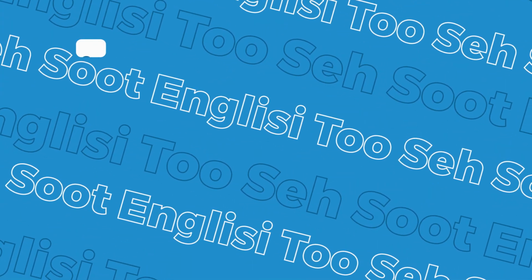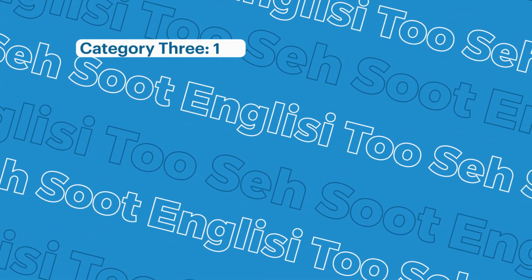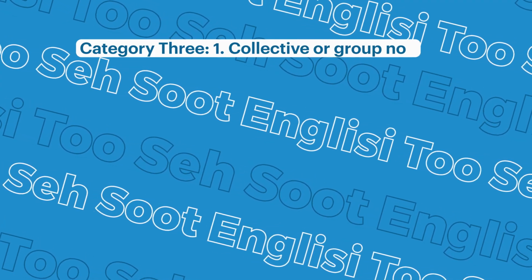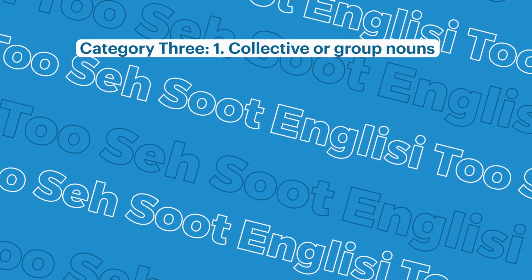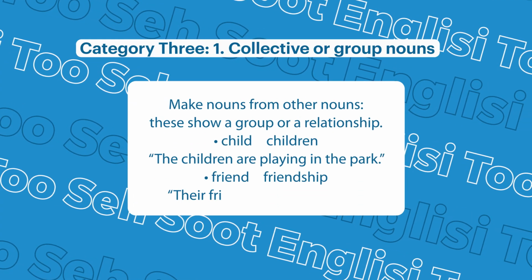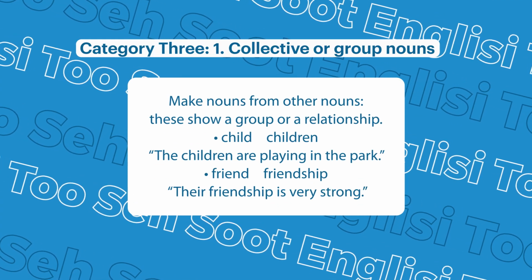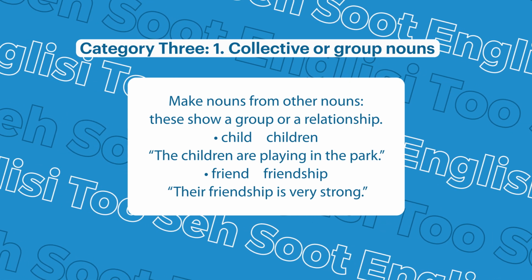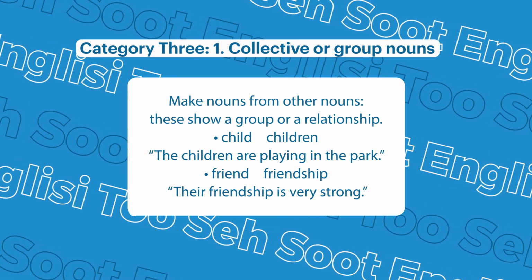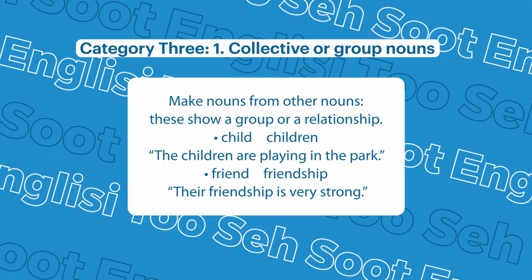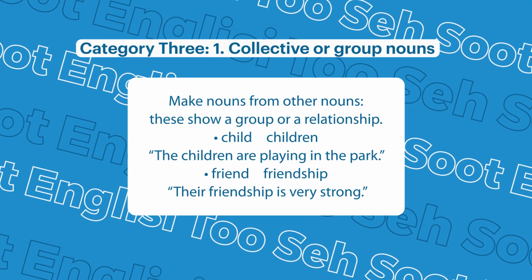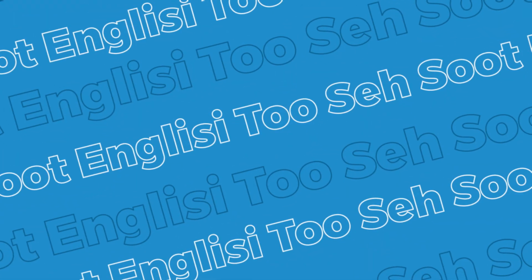Category 3. Make nouns from other nouns. Sometimes we can make a new noun using another noun. Number 1. Collective or group nouns. These show a group or a relationship. For example, child becomes children. The children are playing in the park. Friend becomes friendship. The friendship is very strong. I will explain all about collective nouns in the further sessions.